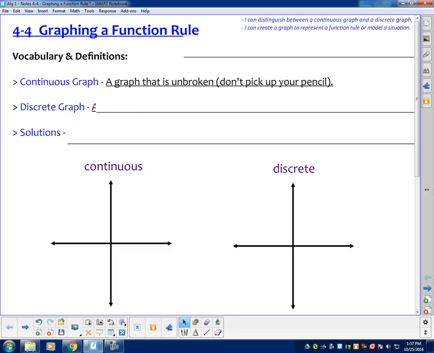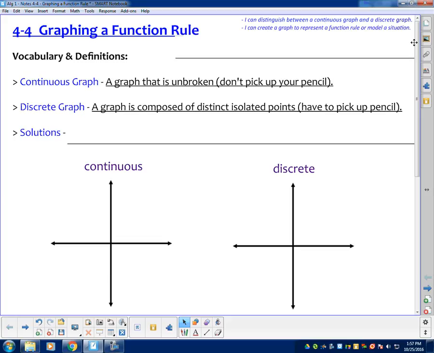A discrete graph is, yeah, it is. It's secret. It's a graph that is composed of distinct isolated points. That means it's just a bunch of dots. Okay, just a bunch of dots on the graph. So it's discrete in the sense that you don't know what's happening in between the dots. It's the type of graph that it would make sense to connect the dots. Okay.